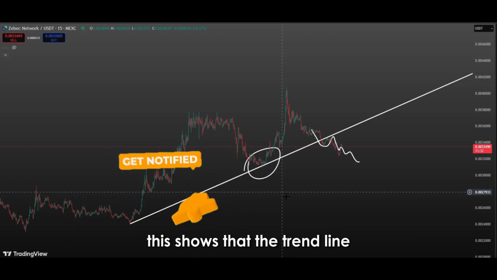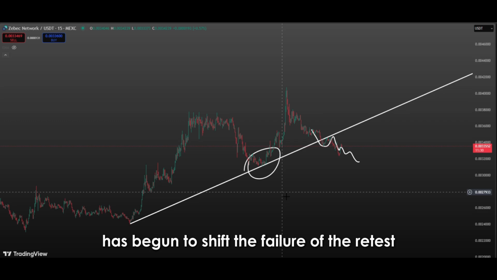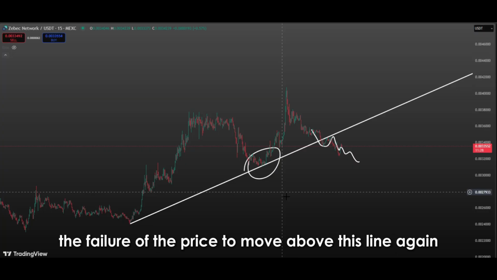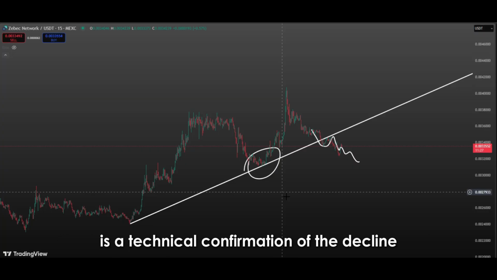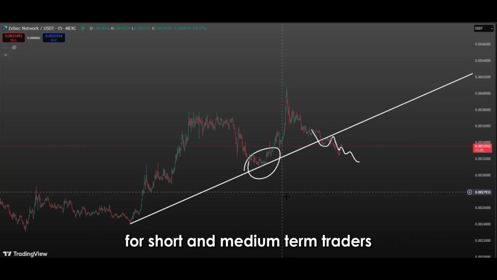This shows that the trend line that was previously support has now become resistance, and the balance of power in the market has begun to shift. The failure of the retest, i.e. the failure of the price to move above this line again, is a technical confirmation of the decline. This is a signal that should be carefully monitored for short and medium-term traders.